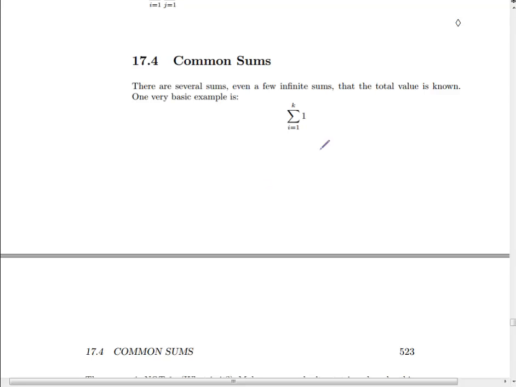Okay, let's look at some common sums. The first is this one here. You start at the index 1 and go up to k. So in fact, there are k terms altogether, and each one is 1. Actually, that's k times 1, which gives us k.